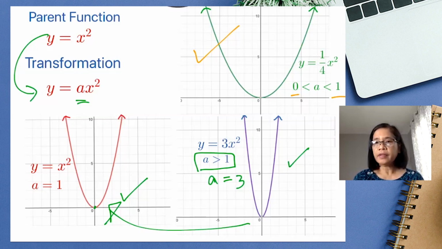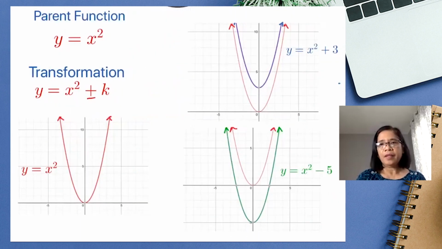I'll pause to give you time to process and take down notes. Again, the effect of the value of a is the width of the parabola, and the sign of a determines whether the parabola is facing upward if it's positive and facing downward if the value is negative.